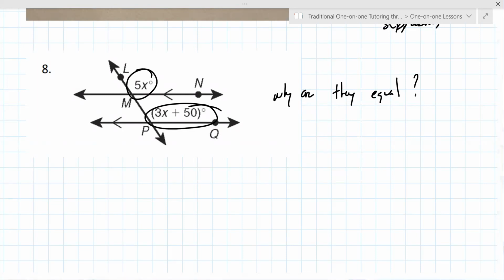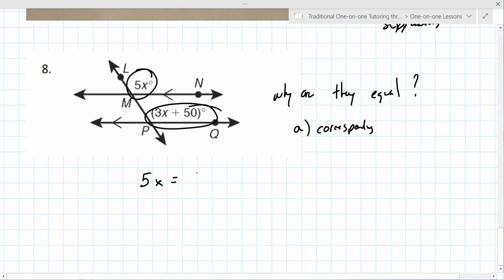They're equal because they're corresponding. That's right. If this were multiple choice, corresponding is one of the answers. So you said 5x equals 3x plus 50. Okay, so can you solve for x for me, please?